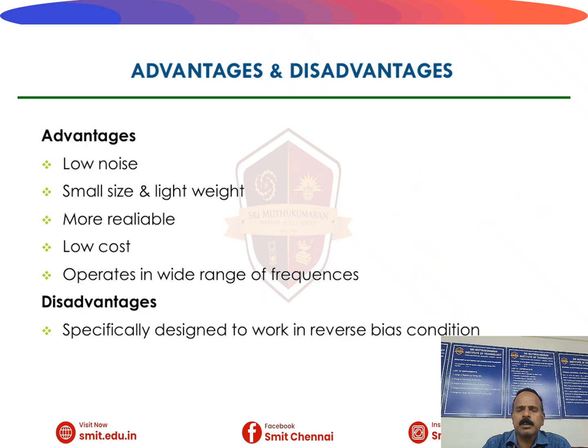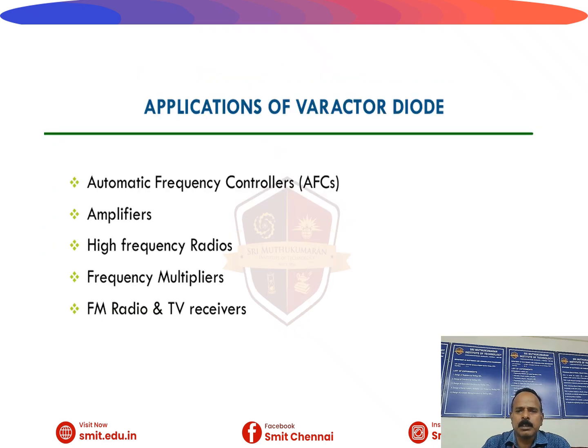Generally, the advantages of the varactor diode lie in its low noise, very compact size, light weight, high reliability and low cost. It can cover a wide range of frequencies. The specific disadvantage is that it is designed only for the reverse bias condition and cannot be used in other conditions.